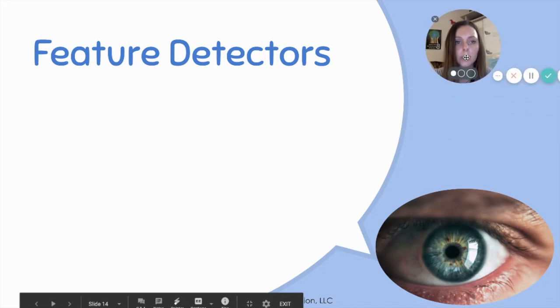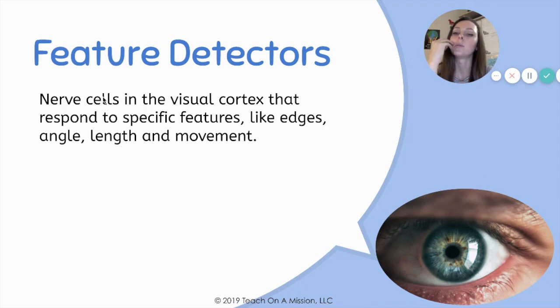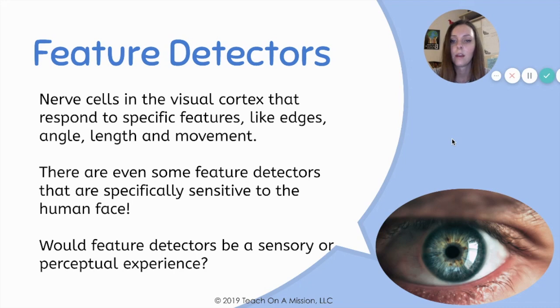Feature detectors. What does this sound like? Your ability to detect features, and that's exactly what it is. So we have nerve cells in our visual cortex, which we just saw is in the back of the brain, that respond to specific features like edges, angles, length, and movement. You're able to detect those things when you're looking at something. There are even some feature detectors that are specifically sensitive to the human face. So you're able to detect certain features on the face. Surprise, your brain does a lot of things. Would feature detectors be a sensory or perceptual experience? What do we think?